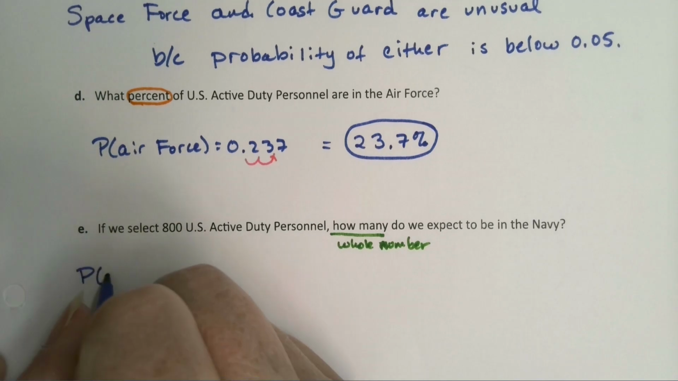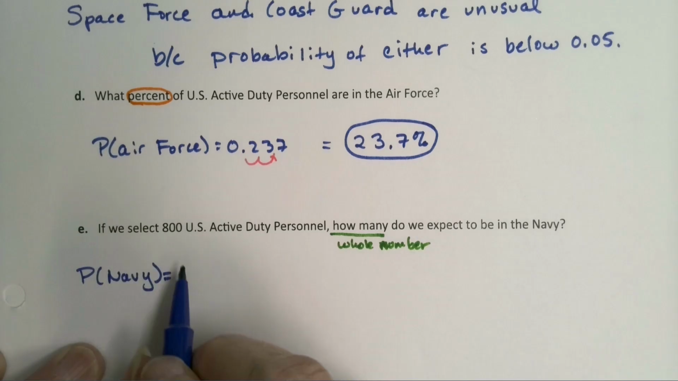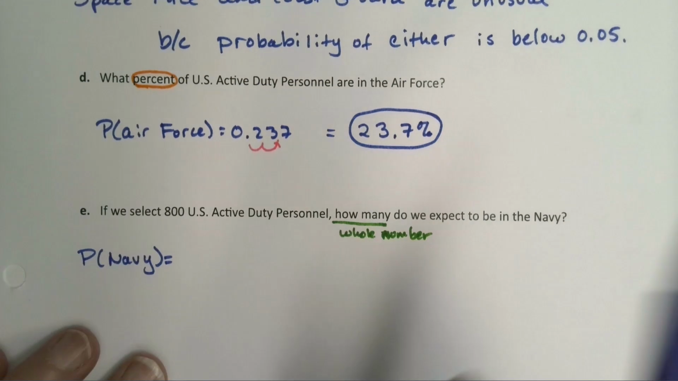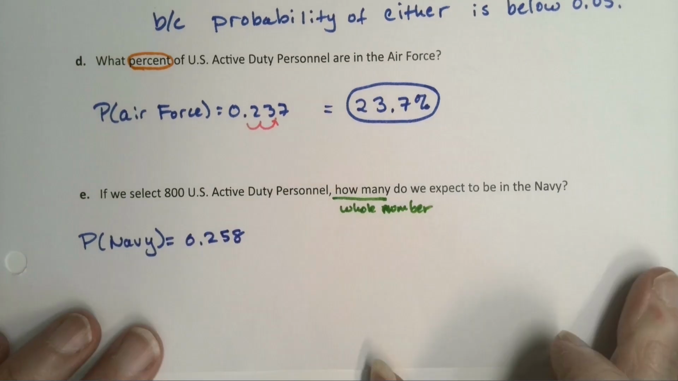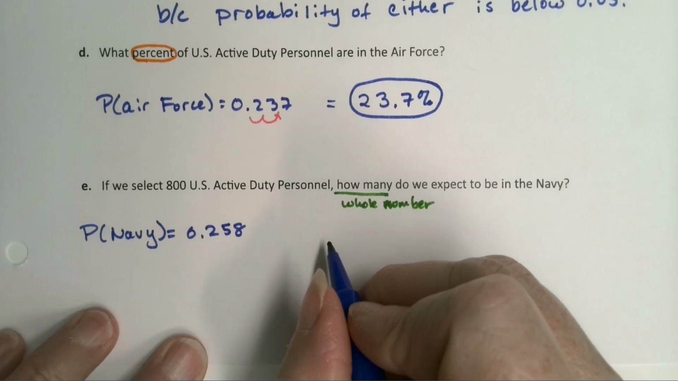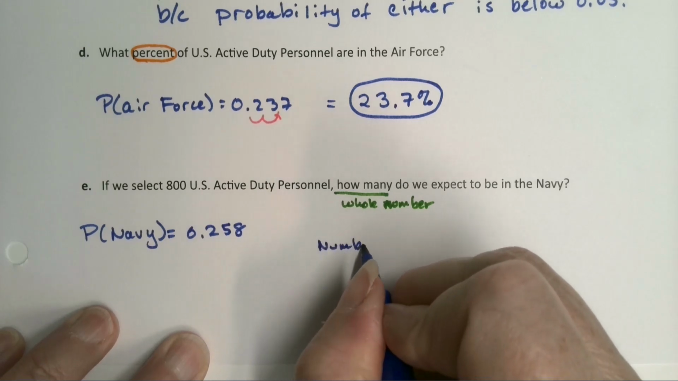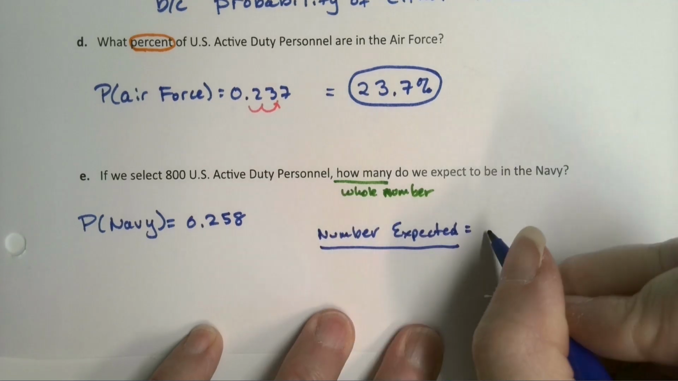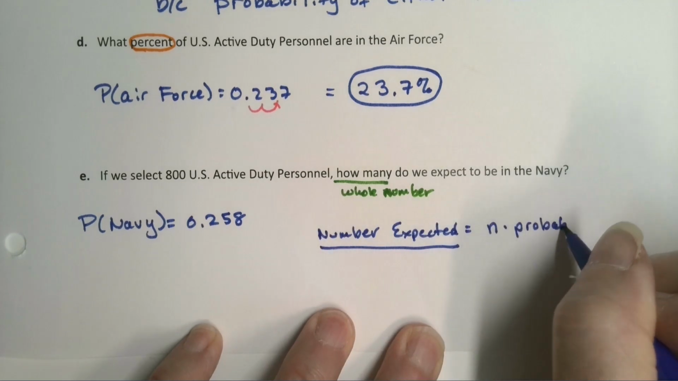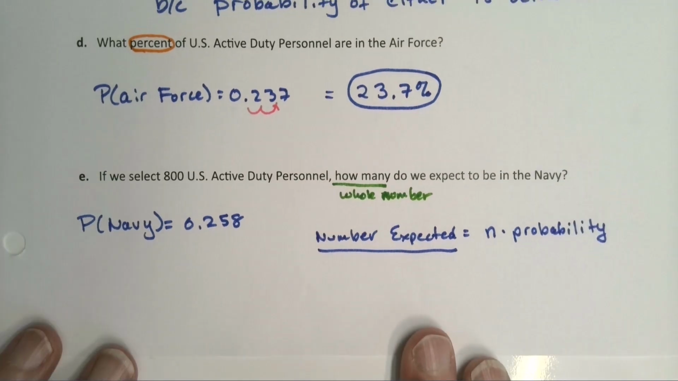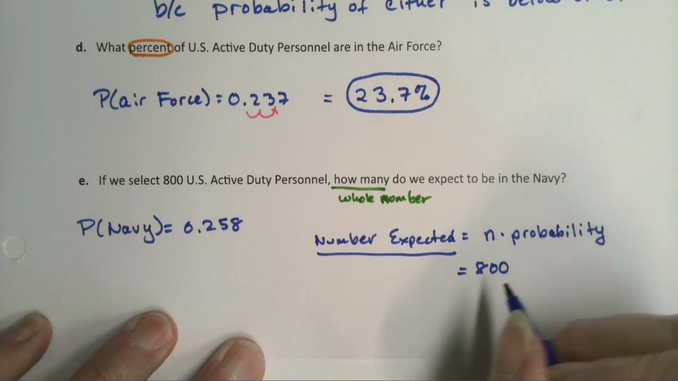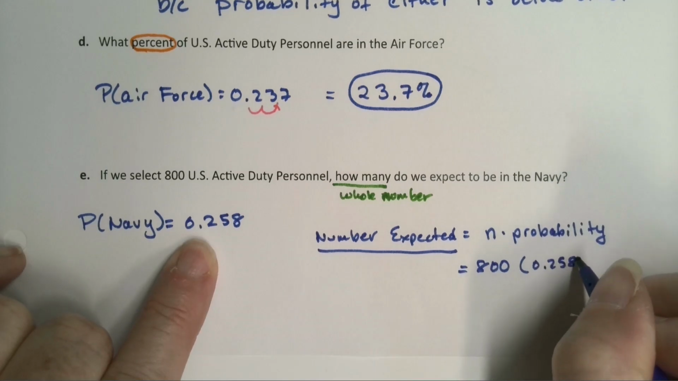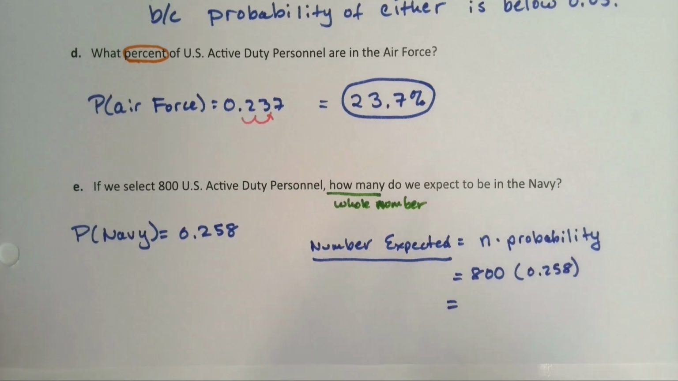Let's find the probability of Navy first. So the probability of Navy is 0.258. So what we can do is take n times the probability for the number expected. This will come back to us in a big way in chapter 6. So you just take the 800, because 800 people are being selected total, and you multiply it by a 0.258 chance of being in the Navy, and you find out how many people that is.